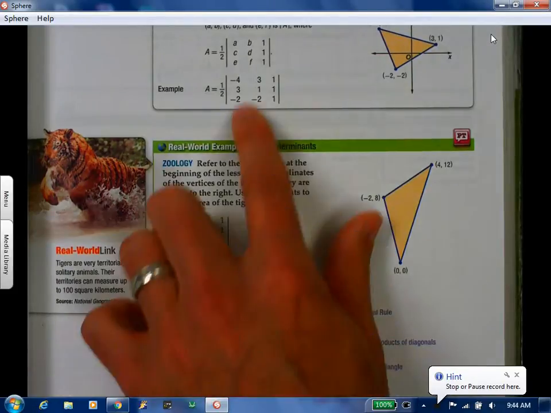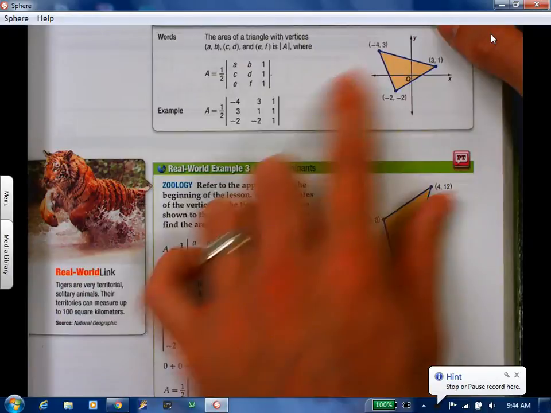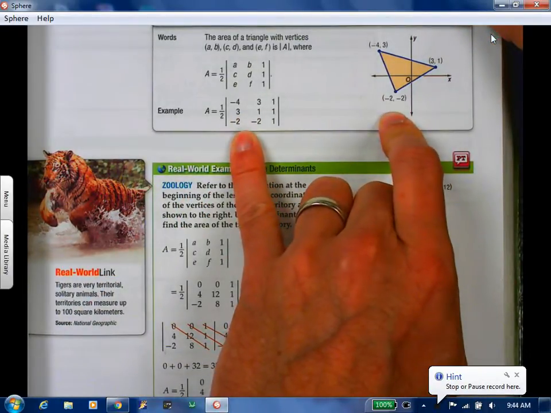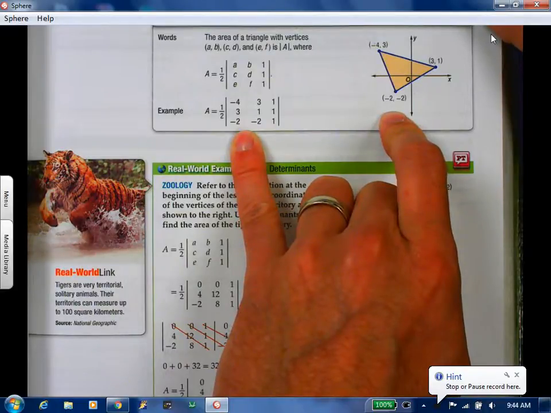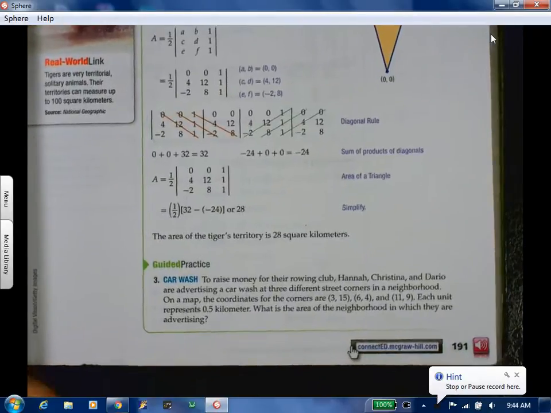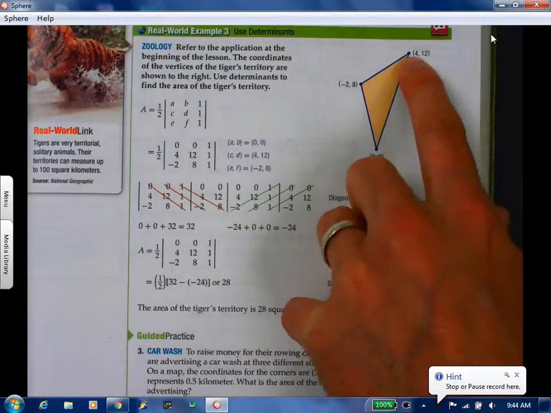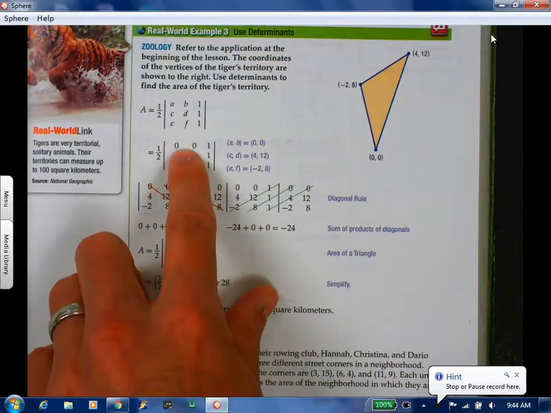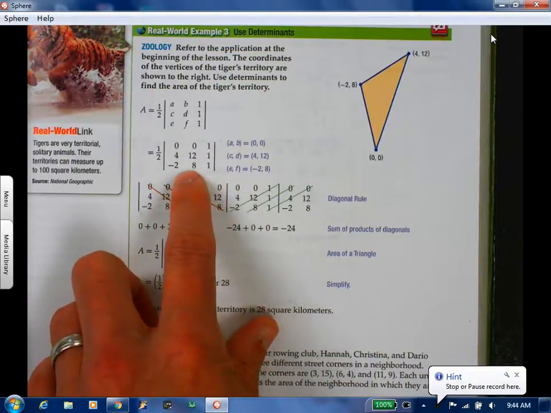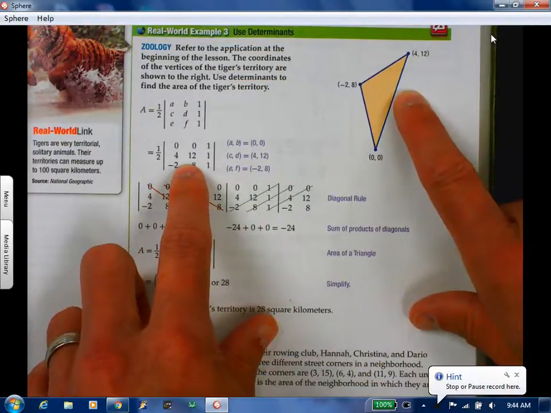So you notice they went negative 4, 3. That's this one. 3, 1 is that one. Negative 2 is that one. And we'll set one up and do this. So here's their example, and then we'll do the one at the bottom. They have 3 ordered pairs. They wrote them just straight down. So x's, y's, and then 1's. x, y, 1. So we have 0, 0. 4, 12. Negative 2, 8.